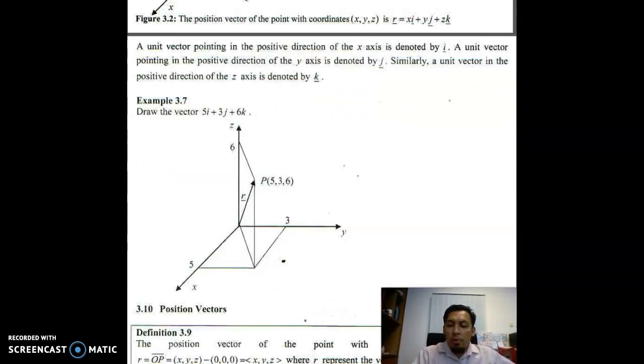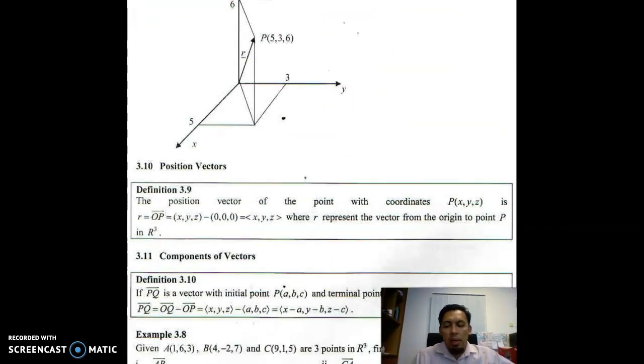Okay, now let's look at the position vectors. What does it mean by the position vector? So the position vector of the point with coordinate x, y, z is this, where you subtract the coordinate of x, y, z with the coordinate of the origin. So you'll get the position vector. Alright, so if somebody asks you for a position vector, it is simply a vector from the origin.